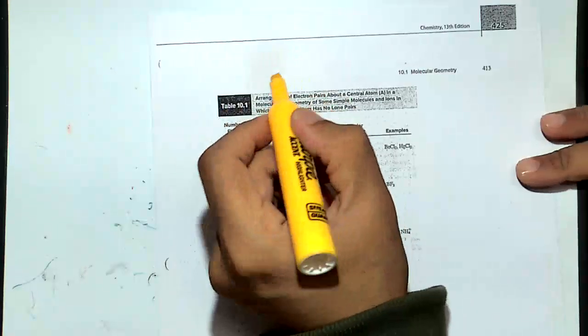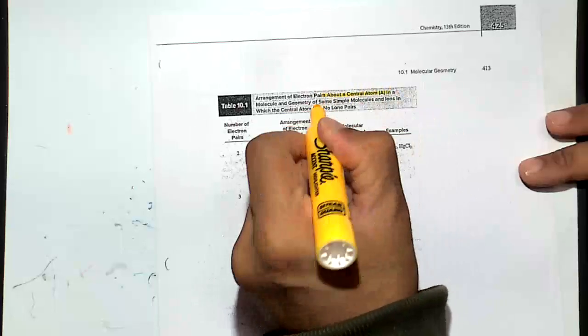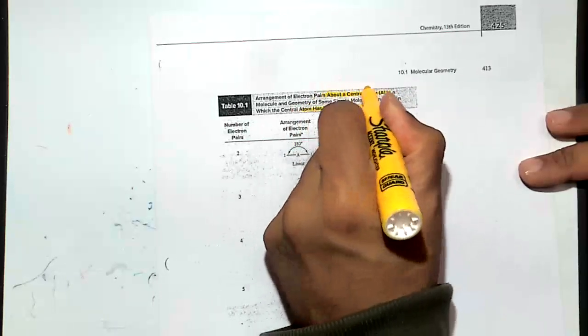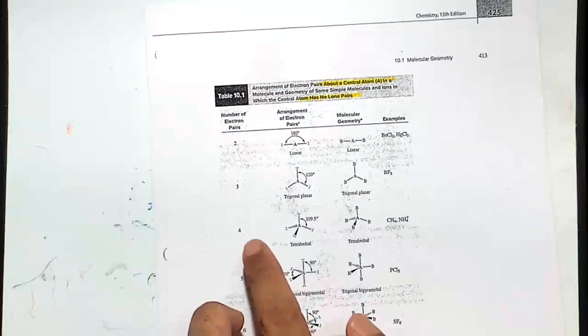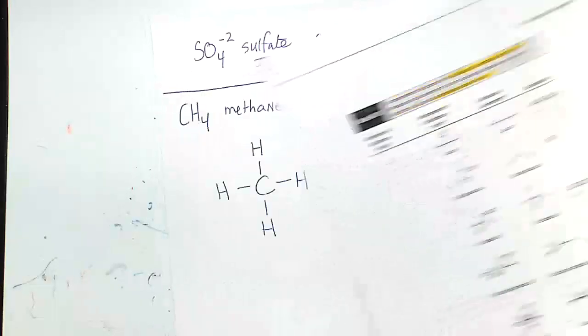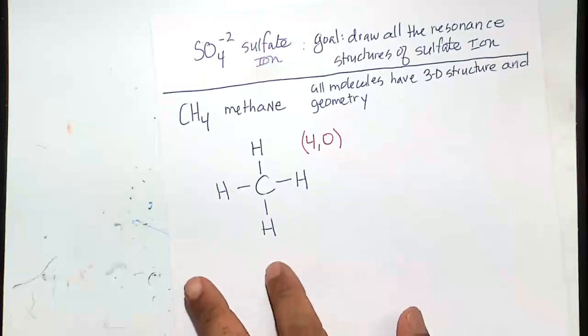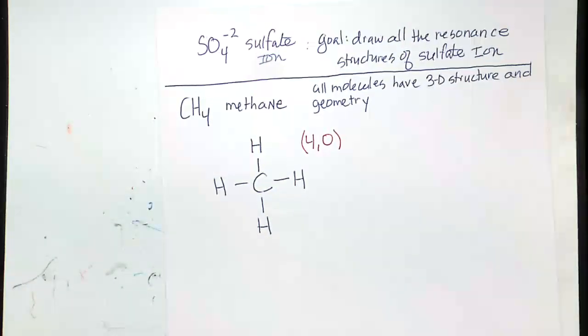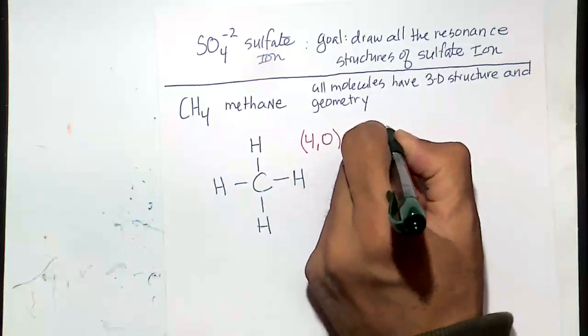Why am I choosing 10.1? Because the central atom has what in Table 10.1? The central atom has no lone pairs. So with 4 bonds and 0 lone pairs, what is the molecular geometry? Methane has a 3D shape, and the molecular geometry is tetrahedral.